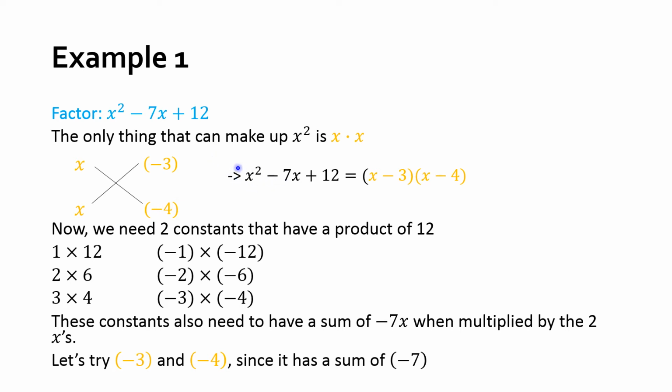So if we have to factor it, it would be the top, which is x plus negative 3, which is x minus 3. So the expression is equal to x minus 3 times the bottom, which is x plus negative 4, which is x minus 4. So it's x minus 3 times x minus 4.